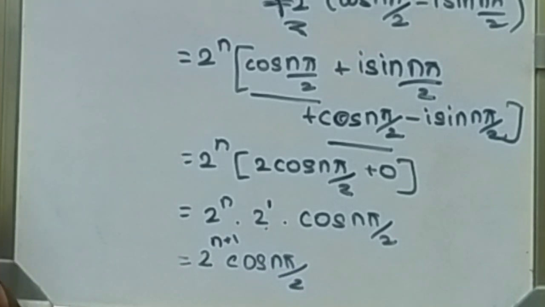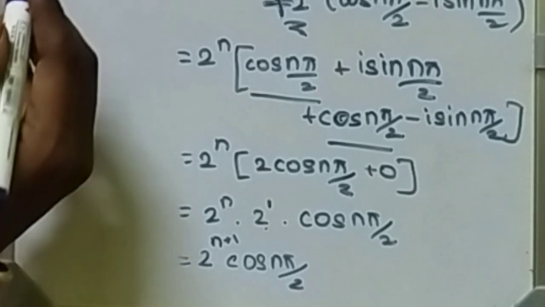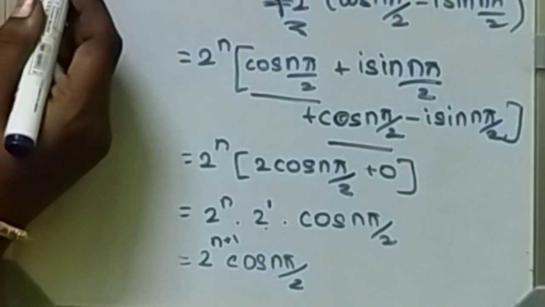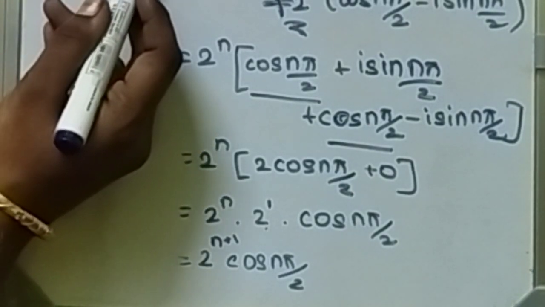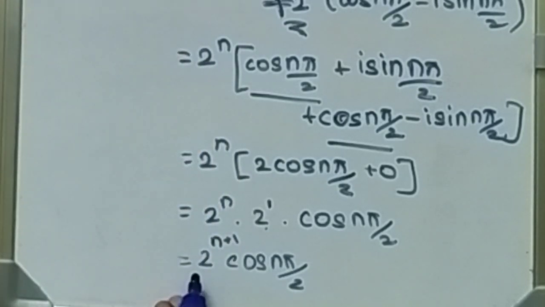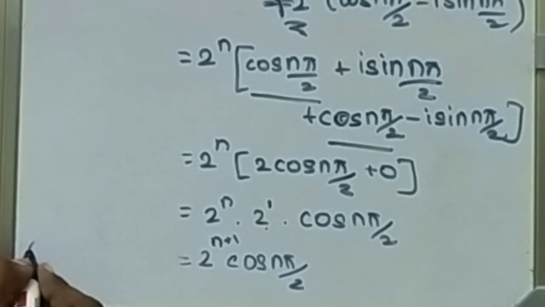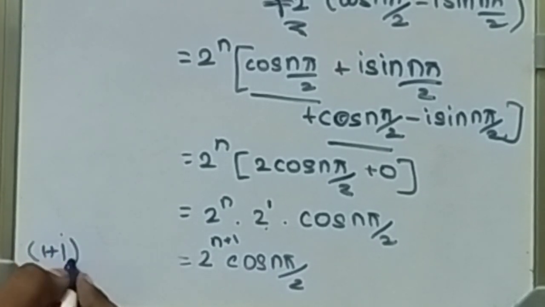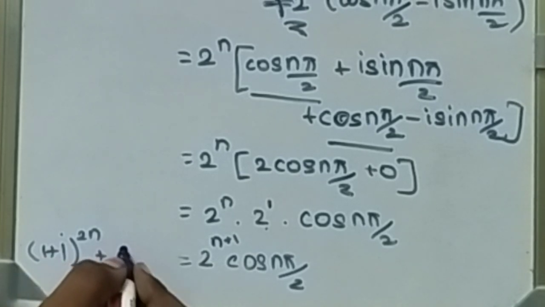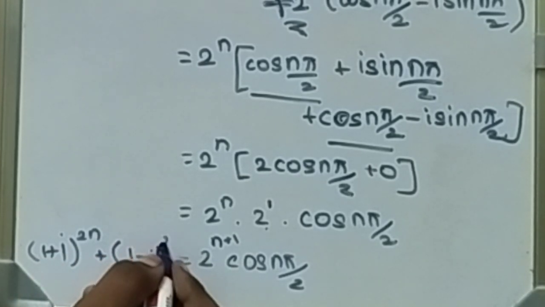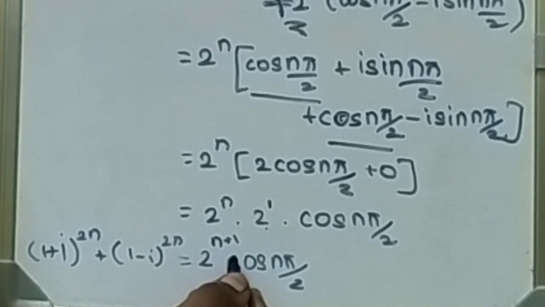Now look at the question, what do we have to solve? We have to prove (1+i)^2n + (1-i)^2n = 2^(n+1) cos(nπ/2). We proved it, right? Right. So we have to prove (1+i)^2n + (1-i)^2n = 2^(n+1) cos(nπ/2). So we proved it. So we can write hence proved.